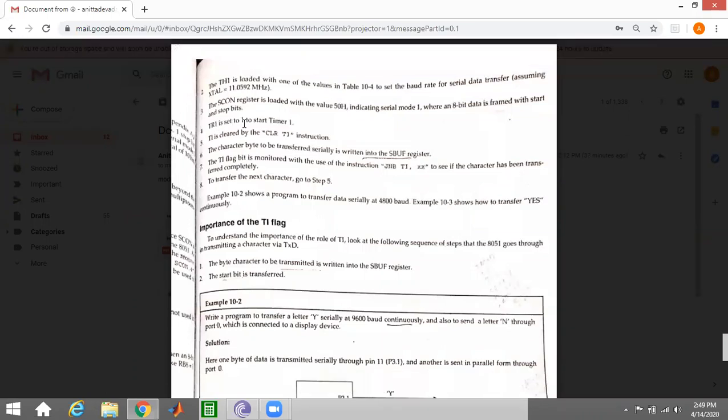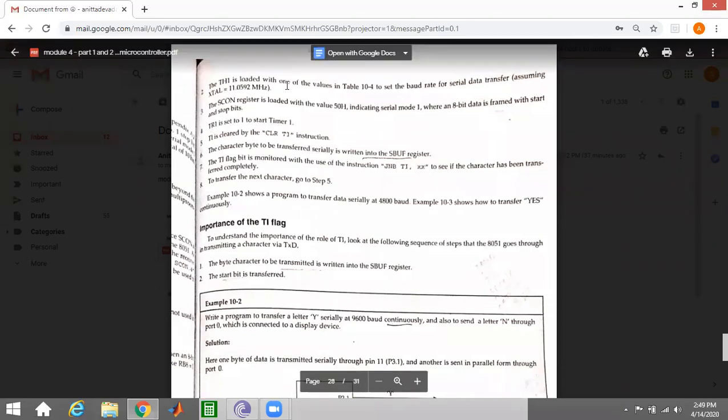TR1 is set to 1 to start the timer. Yesterday we also studied this step, right? Yes, sir. Set TR1. So in this, step 1, step 2, step 3 are the initial steps.